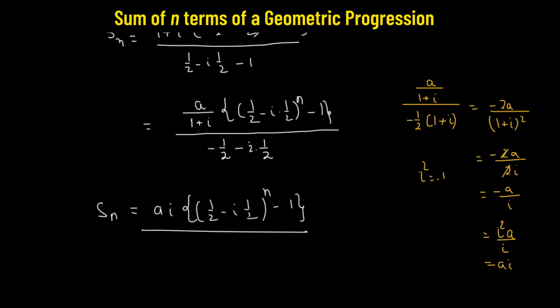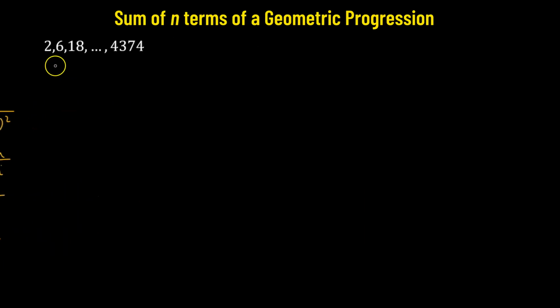So let's move on to the next and the final problem. So we need to find the sum of the given. That means we need to find the sum of 2 plus 6 plus 18 all the way up to the last term, which is 4374. Now we will first find out the number of terms that are present here.